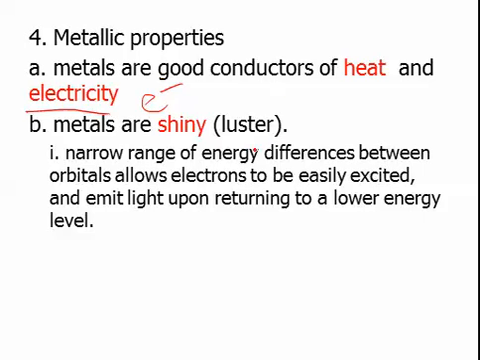Also, when we were studying the periodic table, we learned that metals are shiny, or a fancy word for that is luster. And what happens is the orbitals and the energy levels in metals are very close, so it's easy for the electrons to get excited. So just sunlight or light shining on the metals causes the electrons to absorb energy. They jump to an excited state, and they emit light upon returning to a lower energy level. And that's when the shininess comes out, or when you see the luster.